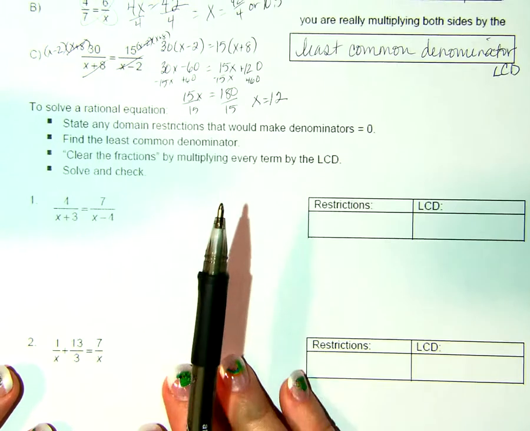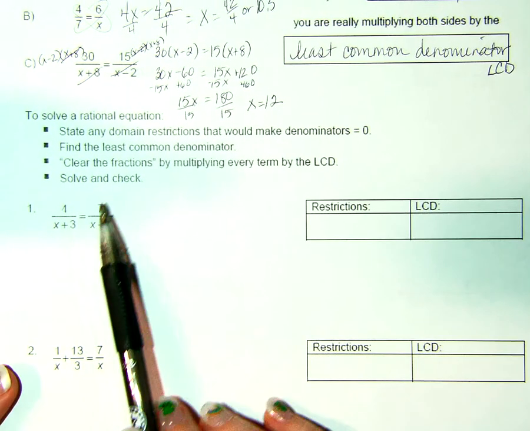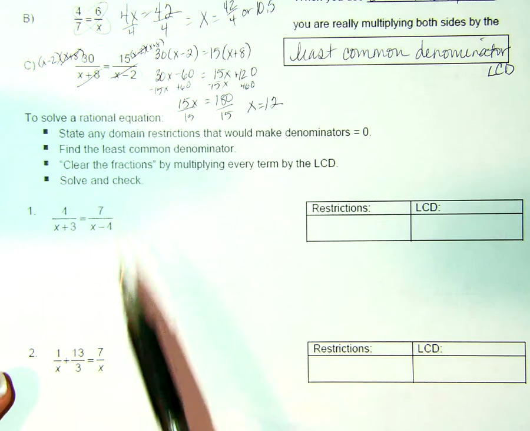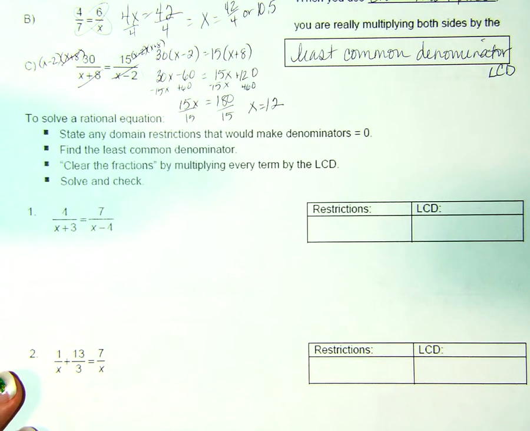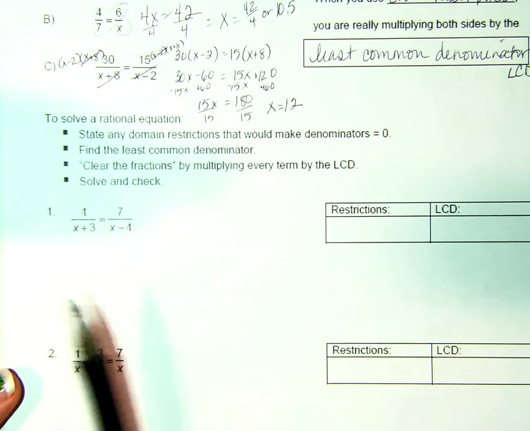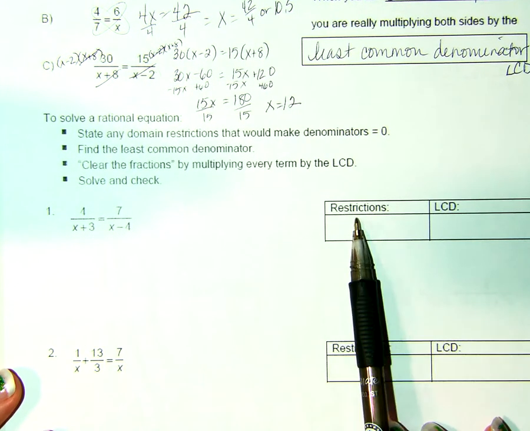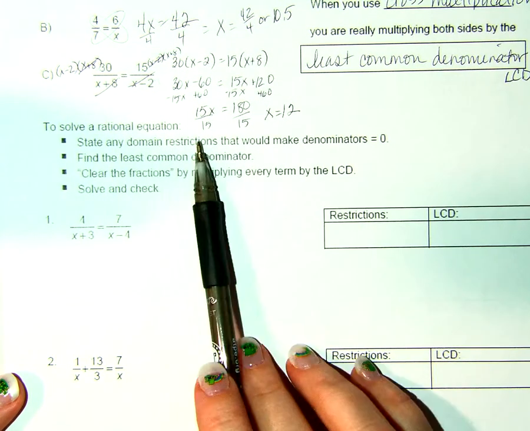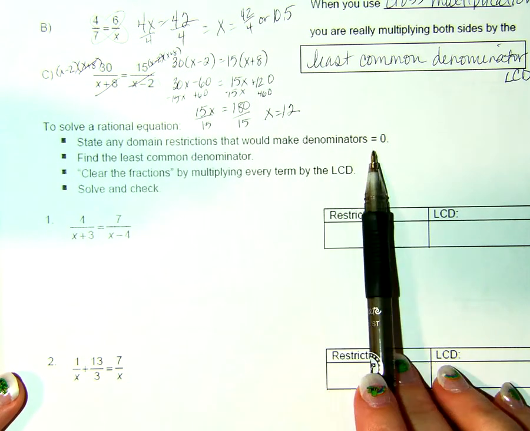So some of them, yes, some of them are as easy as this one. But because I know where we're going, just go with me for a second. We're not just going to cross multiply here. So tell me, first of all, what are the restrictions? State any domain restrictions that would make the denominators equal 0.